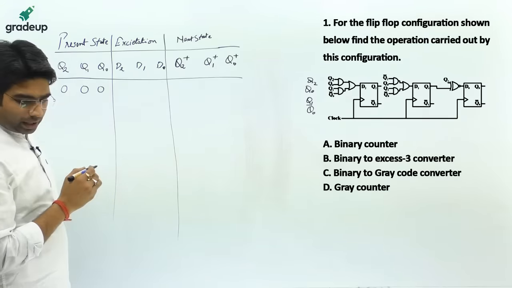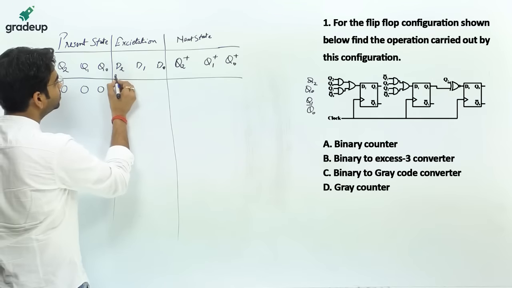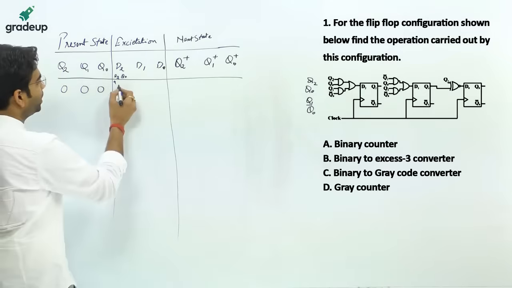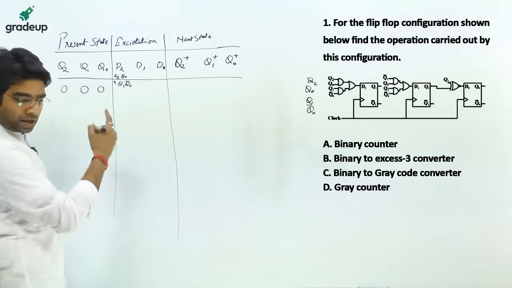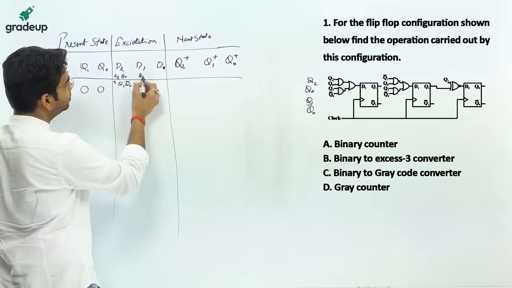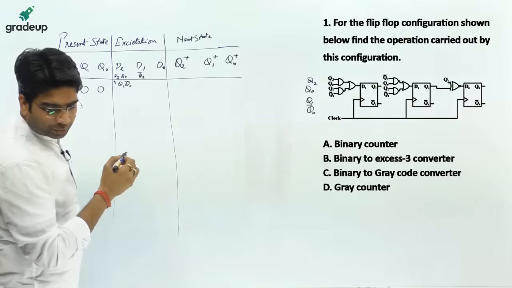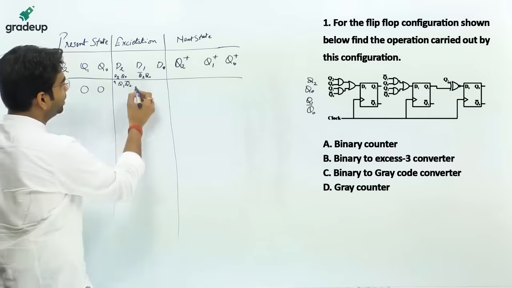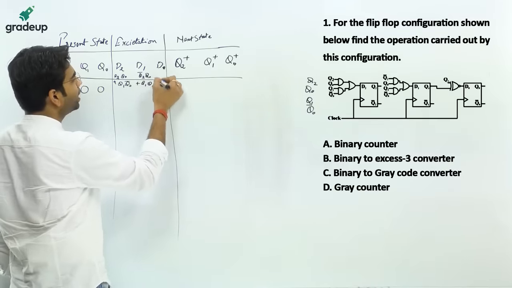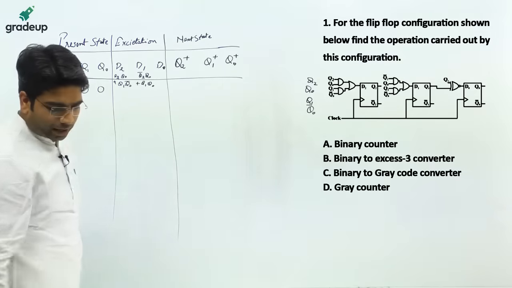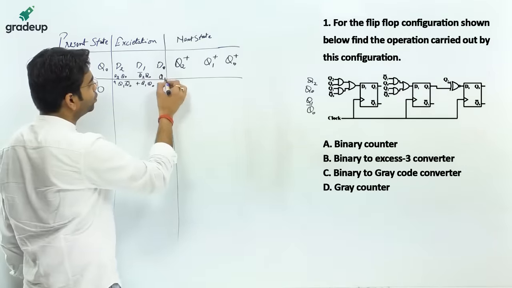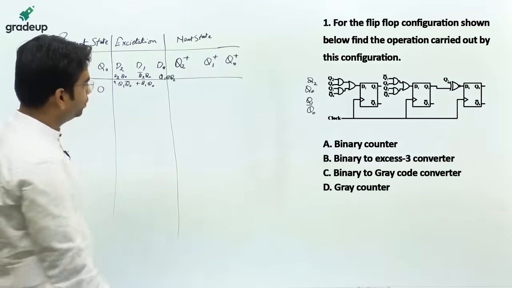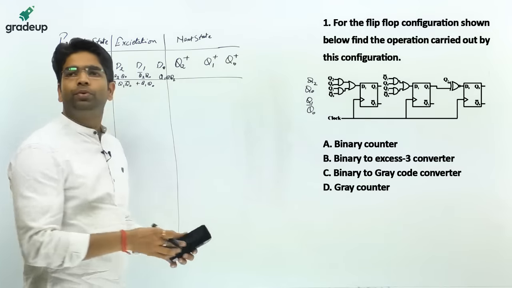What about D2? D2 is Q2 Q0 plus Q1 Q0 bar. It is an OR gate applied there. D1 is also Q2 bar Q0 plus Q1 Q0 bar, and here it will be XOR. The XOR gate is placed. So Q1 XNOR with Q2. So these are the states.